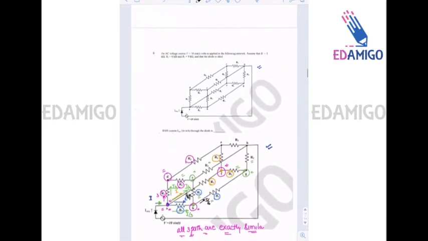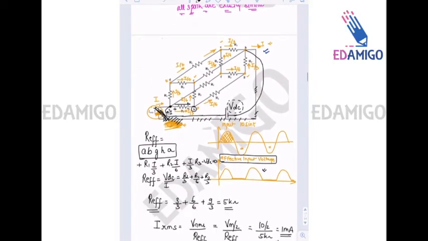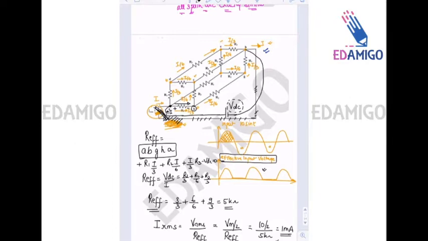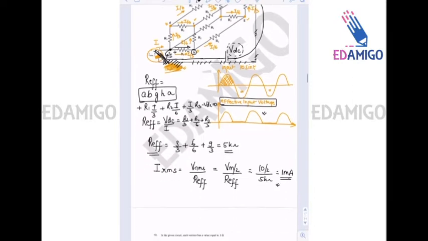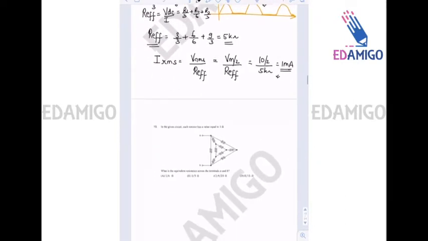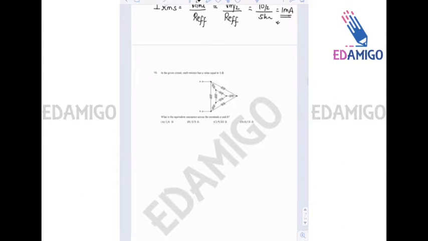So again, we have a symmetry concept that I have used here to find out R effective, and by finding out R effective, we can easily find out the IRMS value, because IRMS value is equal to VRMS effective input divided by the effective resistance. So after solving this, you can easily see that the value is 1 milliampere. That's the answer.